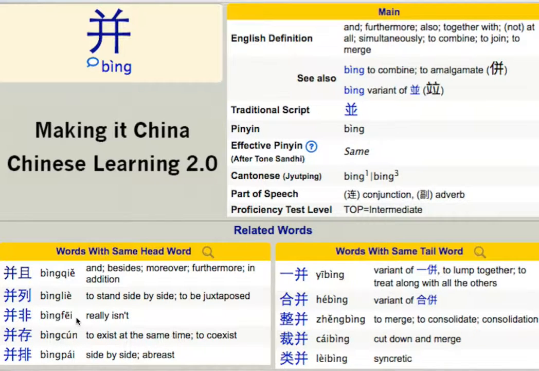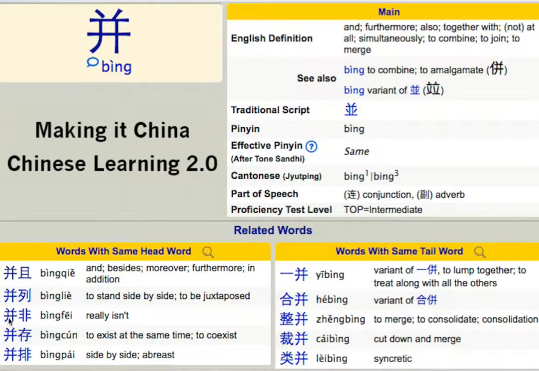Anyways, 并非, really isn't. 并非, right now we're looking at 并, in the future we look at 非, we look at 列, we look at 解, right? Alright, 并非, really isn't. 并存, to exist at the same time, to coexist. 并存, look at the characters.